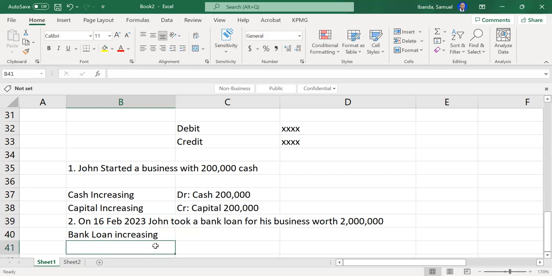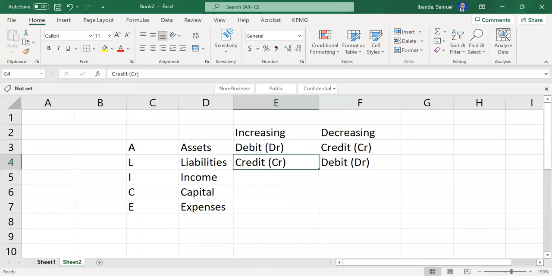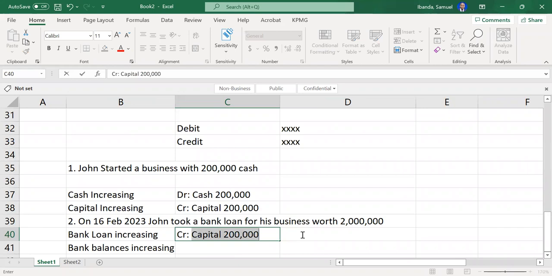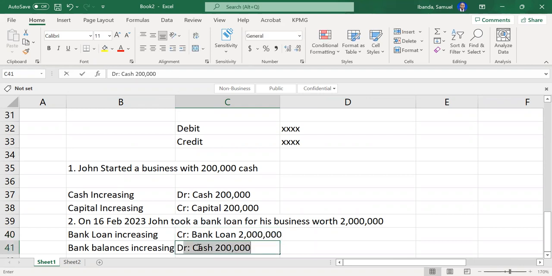And then we also have the bank, or you can say cash or bank. Whenever you get money in the bank, your bank balance increases as you get the loan. The bank balance is also increasing. So as the bank loan increases, whenever liabilities are increasing, we credit them. So it means that we shall credit our bank loan with 2 million, and we shall debit our bank with 2 million. That is what we shall do.